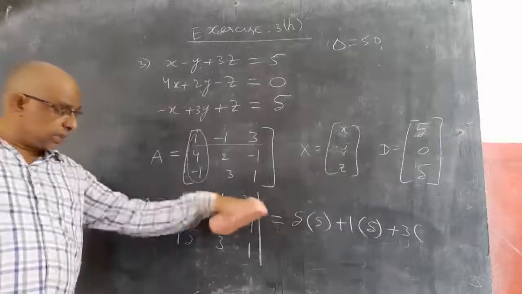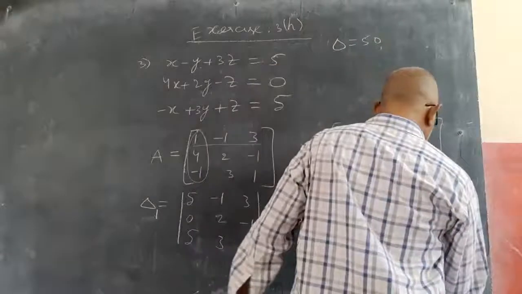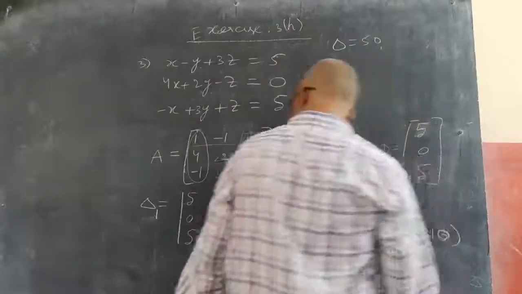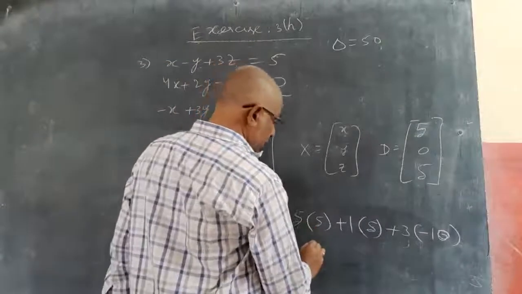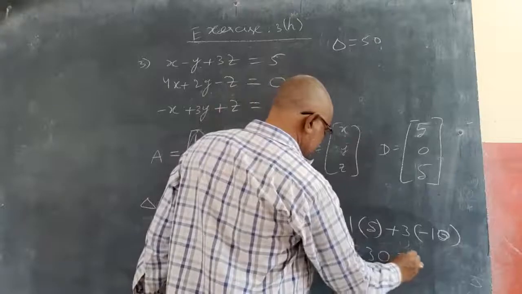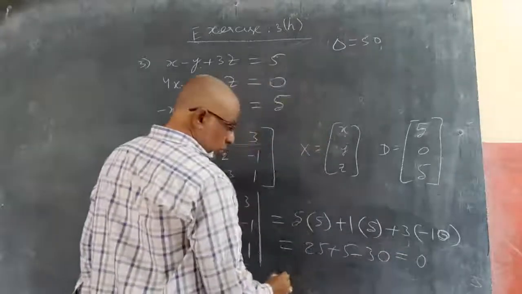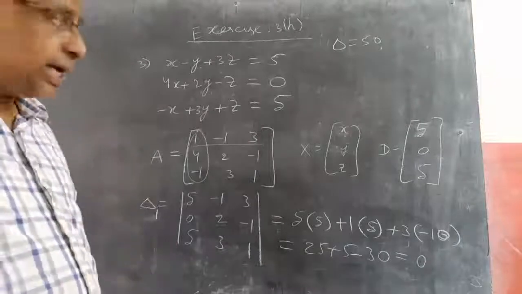0, closing this row, this column, gives me 0 minus 10. So minus 10 I will get. This is 5 fives are 25, plus 5, minus 30. 30 minus 30, 0. So delta 1 equal to 0.